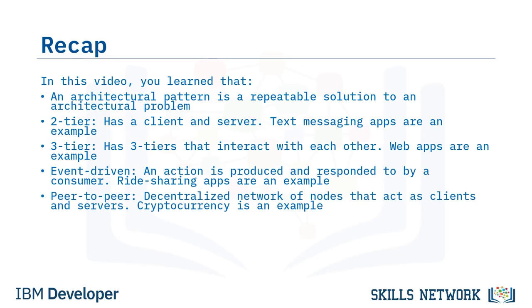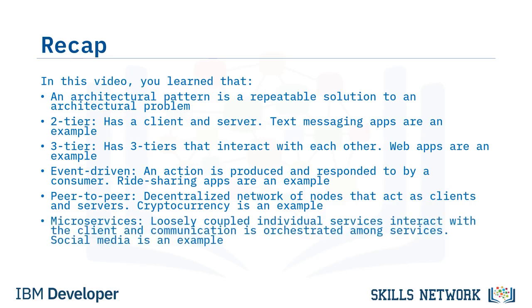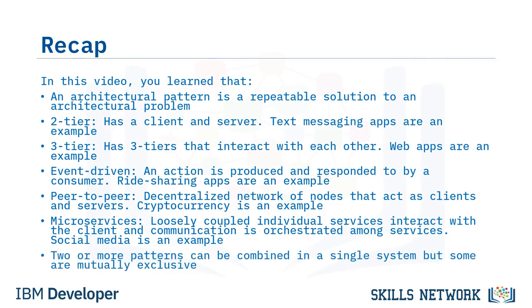The peer-to-peer pattern consists of a decentralized network of nodes that acts as clients and servers. Cryptocurrency is an example of the peer-to-peer pattern. Microservices are loosely coupled individual services that behave as a single system and interact with the client. Communication is orchestrated among services, and social media sites are an example. And finally, two or more patterns can be combined in a single system, but some are mutually exclusive.